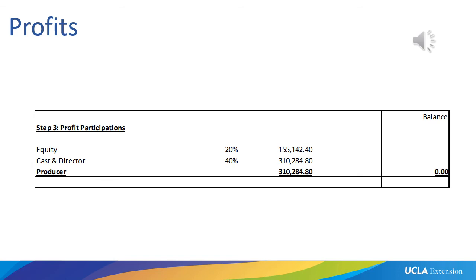So now comes the point where we're sharing our goodies, we're sharing our profits. We offered the equity investor to receive 20% of the back end. So 20% of our profits, which were $775,712, is $155,142.40. Cast and director each get 20%, so together it's 40%. So they would be getting $310,284.80. And then the rest will be with us, with the producer. We're left with 40%, which is great. So we're making $310,284.80 as well.